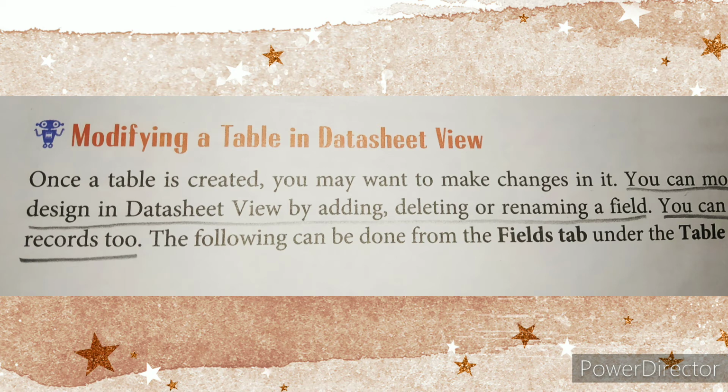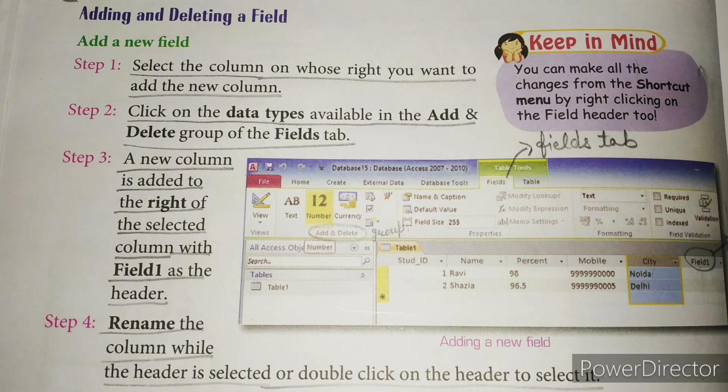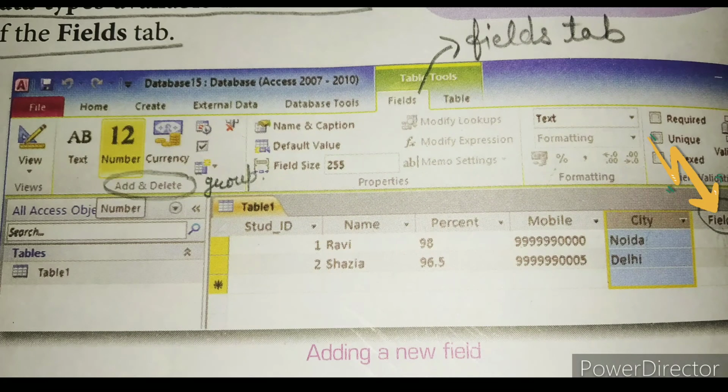Add a new field. Step 1. Select the column on whose right you want to add the new column. Step 2. Click on the data types available in the Add and Delete group of the Fields tab. Step 3. A new column is added to the right of the selected column with Field 1 as the header. Step 4. Rename the column while the header is selected, or double-click on the header to select it.